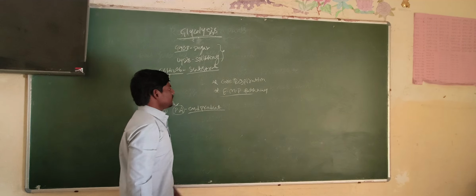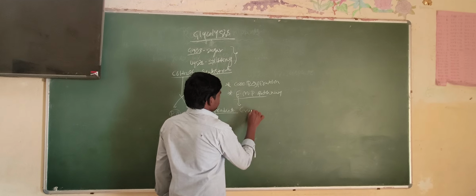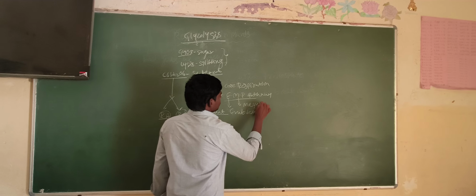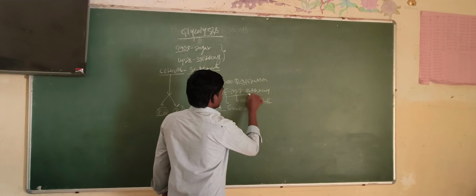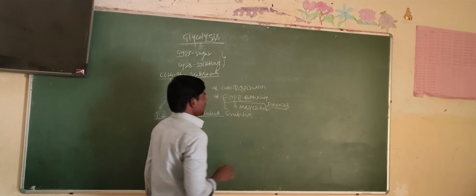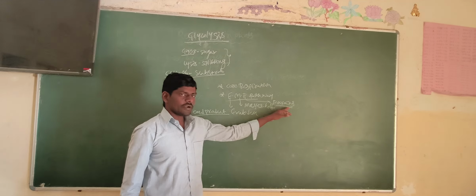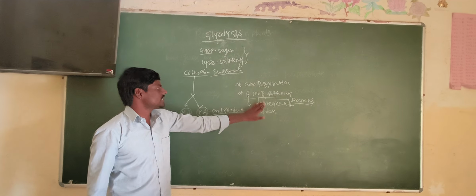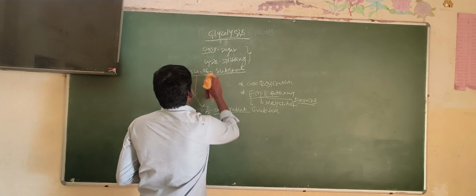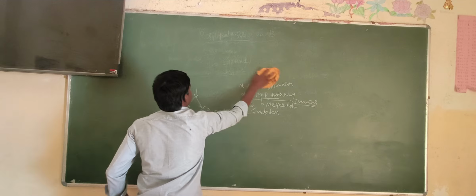The EMP pathway is named after three scientists, who belong to Germany. E stands for Embden, M stands for Meyerhof, and P stands for Parnas. Embden, Meyerhof and Parnas combined to discover the glycolysis pathway. We will discuss the glycolysis 10 steps with the enzymes.